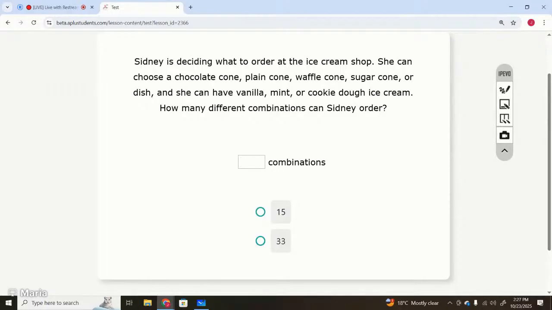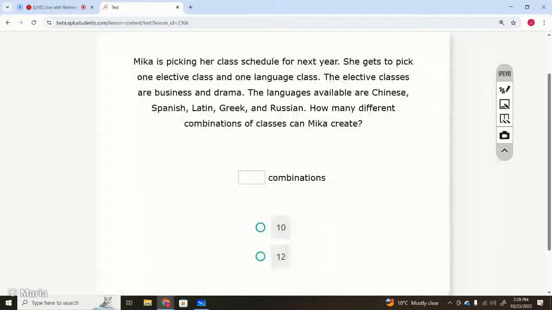So he has five choices for the cone and three choices for the flavor. So you have to do 5 times 3. That is 15. Option number 1 is the correct option. Let's move on to the next one.